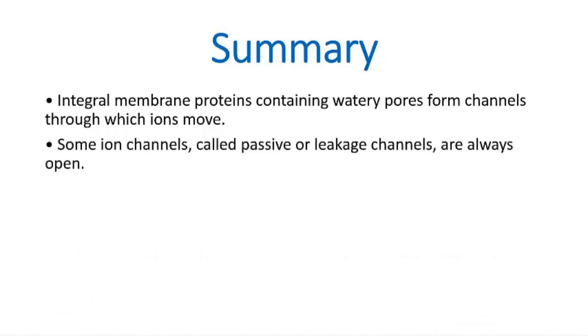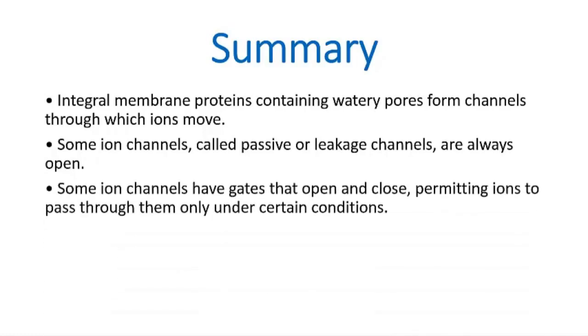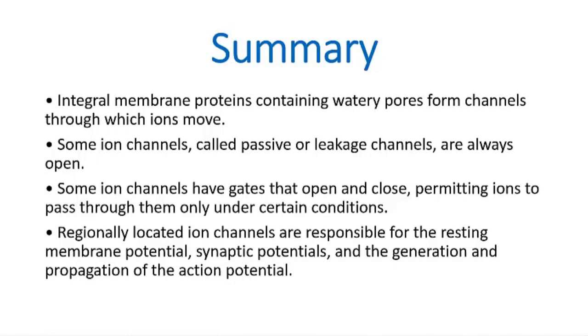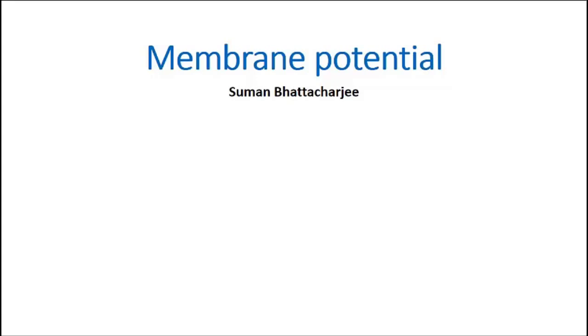Some ion channels are called passive or leakage channels, which are always open. Some ion channels have gates that open and close, permitting ions to pass through them only under certain conditions. And regionally located ion channels are responsible for the resting membrane potential, synaptic potential, and the generation and propagation of action potential.